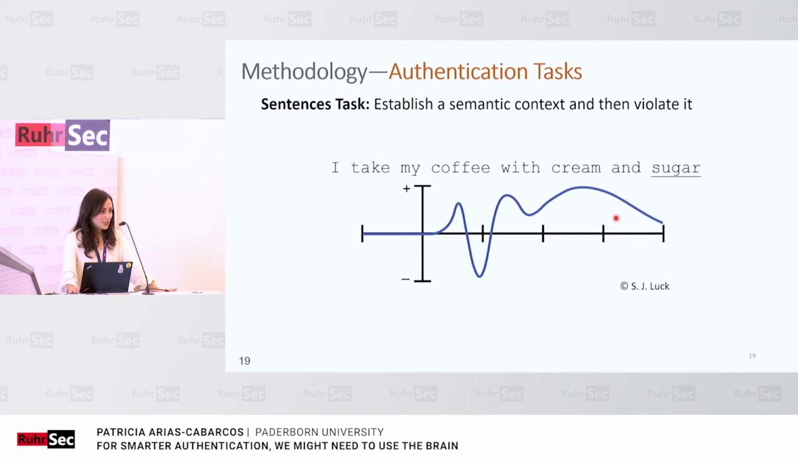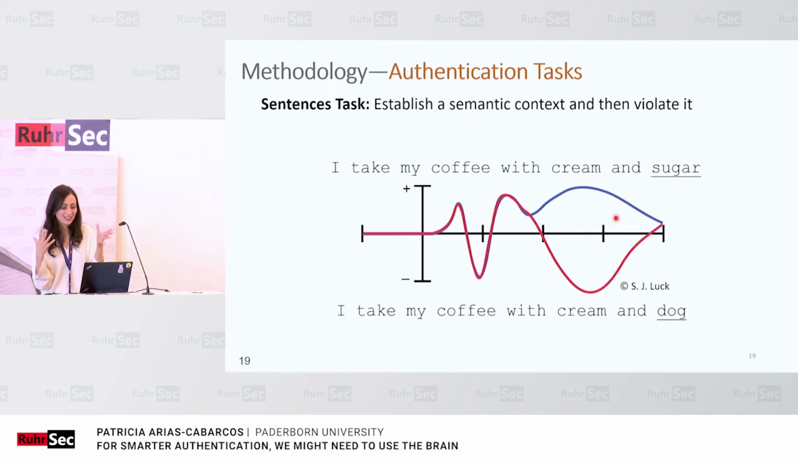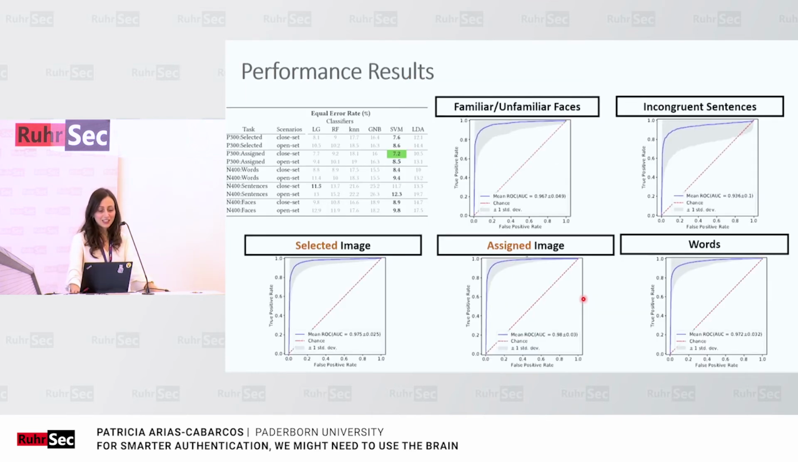Then I take the same sentence and I say, I take my coffee with cream and dog, which should not be semantically reasonable for a person. And therefore, to process that difference, we get a reaction in the brain that in this case is of a negative form and peaks around 400 milliseconds. This is called the N400 event-related potential, the other type of response that we were looking for. And with this, I think I can move on to the results.